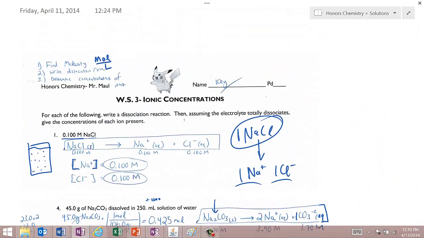And so this is to find the concentration of different ions. Assume for all of these that they are strong electrolytes, and I hope that this was helpful.